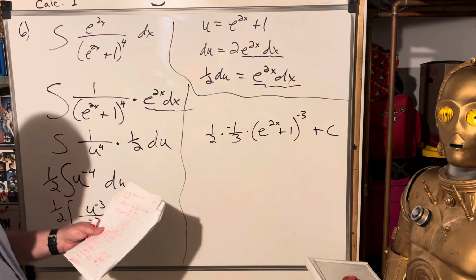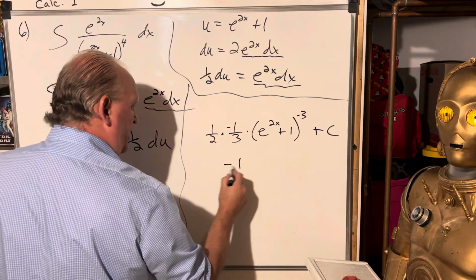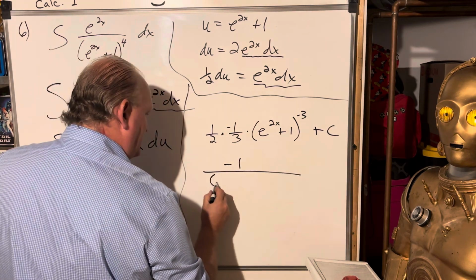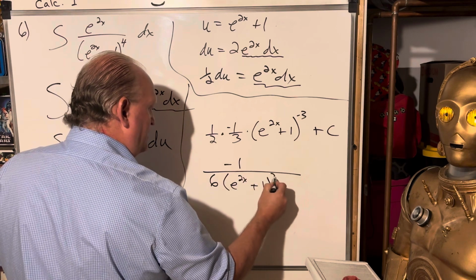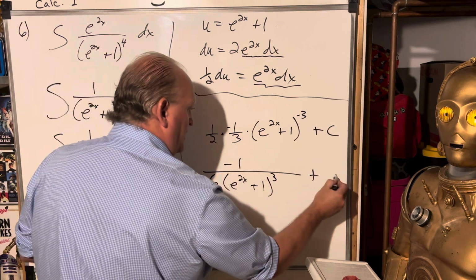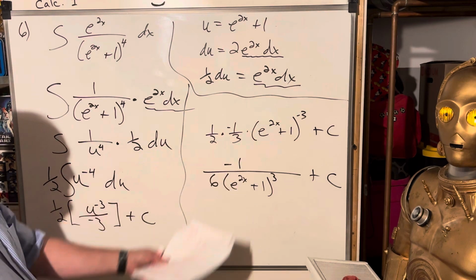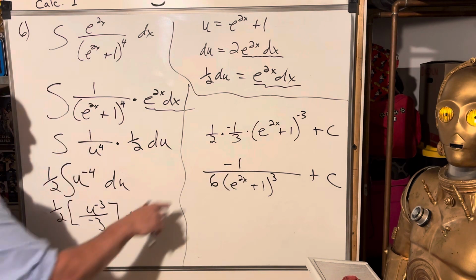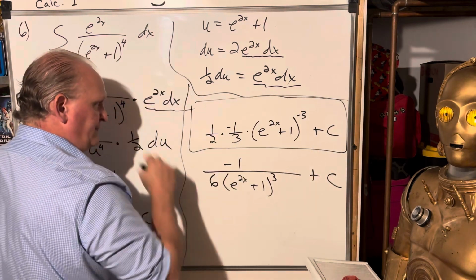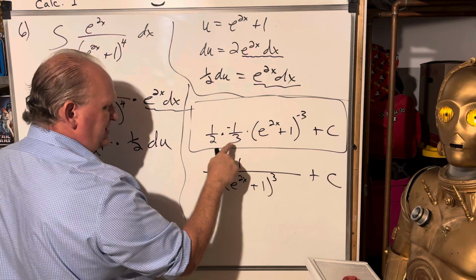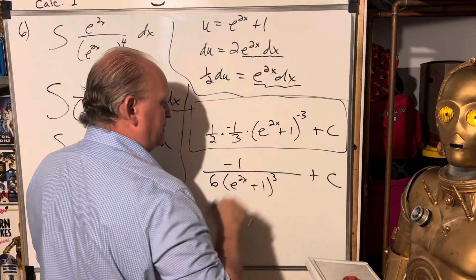Right? And so what is that going to look like? Let's clean it up. It's negative 1 over 6 e to the 2x plus 1 cubed in the denominator plus c. All right, lovely. Now, if you left it like this, I'd still give you credit. This is fine. Although you should really have 1/6. You should have at least negative 1/6. But if you had negative 1/6 times this, we're good.